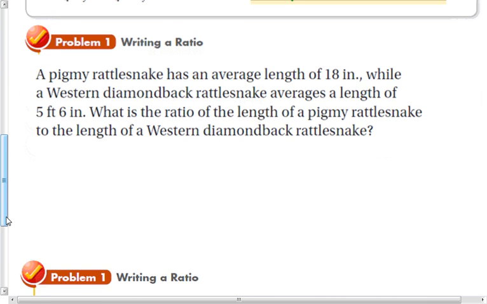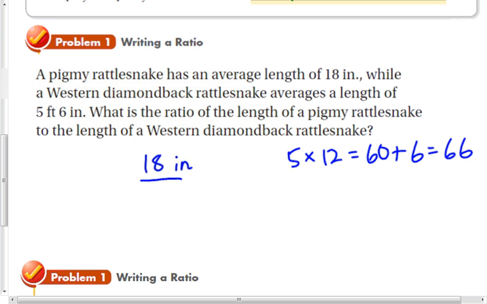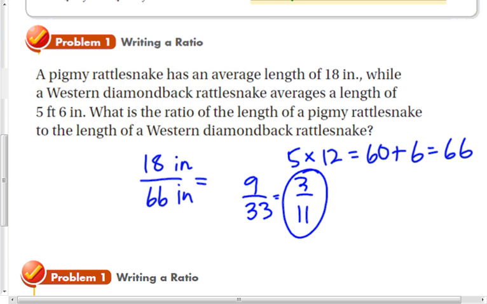All right, writing a ratio. A pygmy rattlesnake has an average length of 18 inches, while a western diamondback averages a length of 5 feet 6 inches. What is the ratio of the length of the pygmy rattlesnake to the length of the western diamondback? To do that, we should use a similar unit of measurement. So we're going to change 5 feet 6 inches into inches here. There's 12 inches in a foot, so that's 60 plus 6, which is 66 inches. And now that we have similar measurement units, we can just simplify that. That equals 18 over 66, which simplifies to 3 over 11. All right, go ahead, you try that.